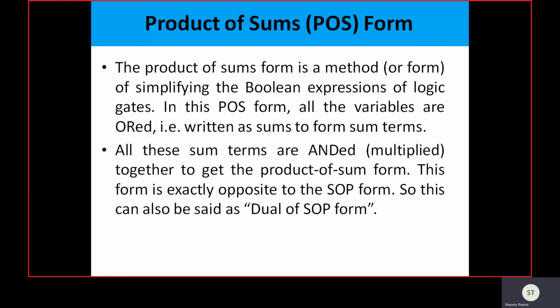If we go for the POS form, that stands for product of sum form. By the name itself, the idea is we need to generate the sum terms. The sum terms are also called the max terms, and finally we have to take the product of all the sum terms. For generating the sum terms, the OR gates are required, and for taking the product of all the sum terms, the AND gate is required. This is also considered to be the dual of the SOP form.